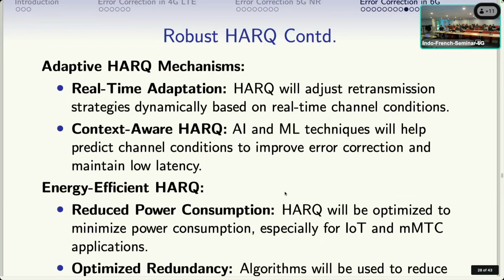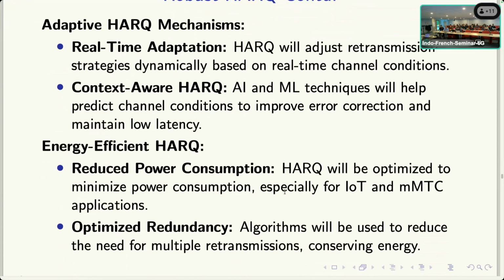And there is the adaptive HARQ mechanism. One is real-time adaptation, where the retransmission is dynamically based on conditions, and then context-aware HARQ. Here we expect that machine learning techniques will help to predict the channel condition and improve the low latency. These are all things that we are expecting to be there. And also, we have to have reduced power consumption, and it should be optimized based on the redundancy, because multiple retransmissions should be reduced, again to conserve energy as well.